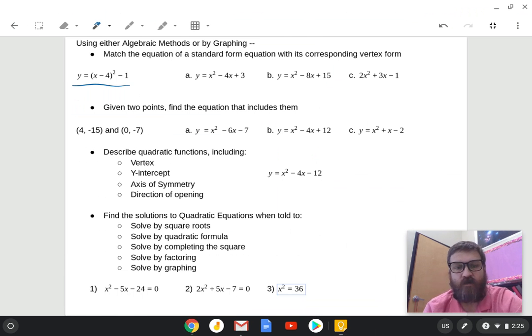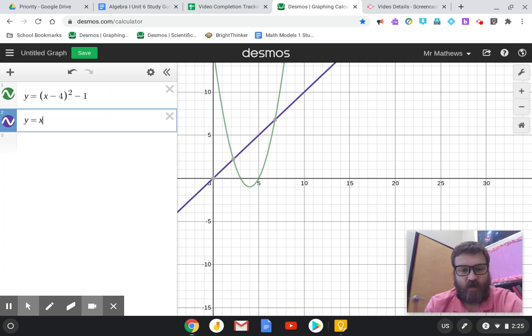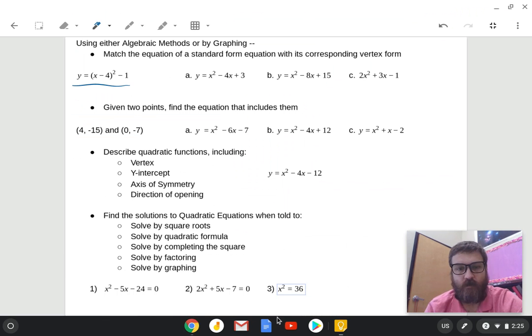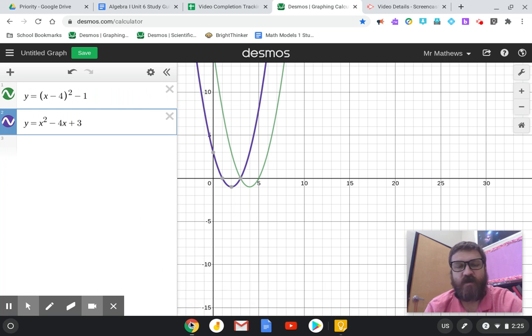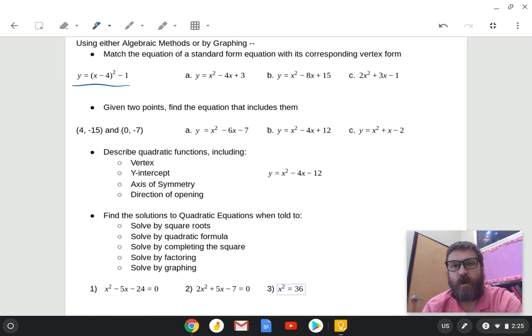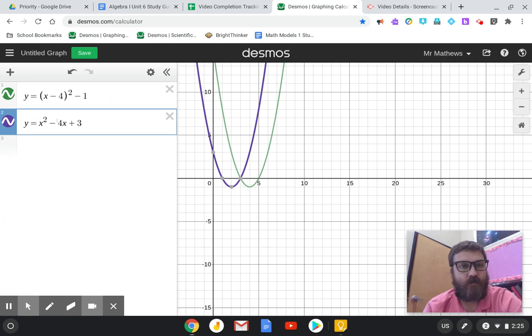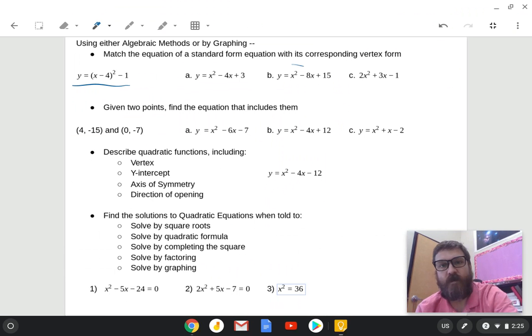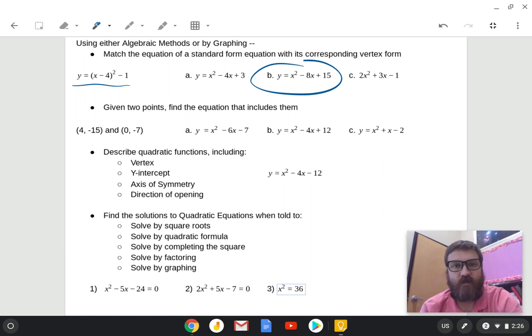Y equals x squared minus 4x plus 3. I think I typed that right. Yep. And you can see that purple graph does not match the green graph. So we move on to the next one. Y equals x squared minus 8x plus 15. And we can see the green and the purple are the same graph. So that tells me right away that this would be the correct response because the graphs match each other.